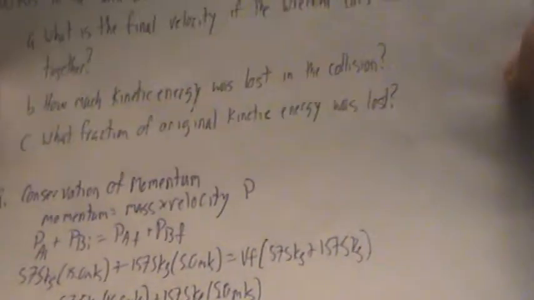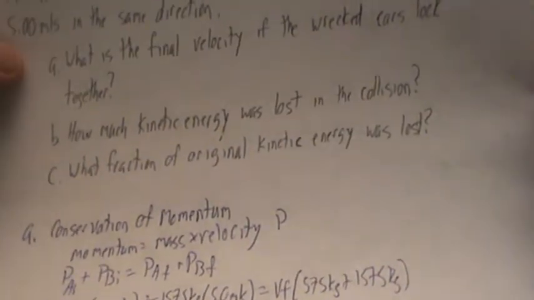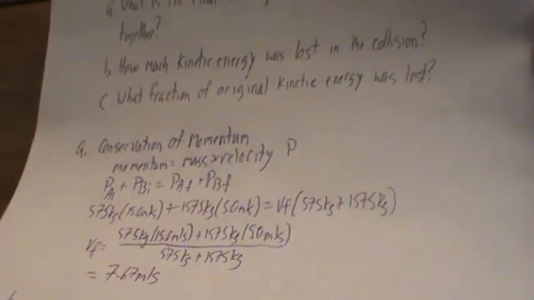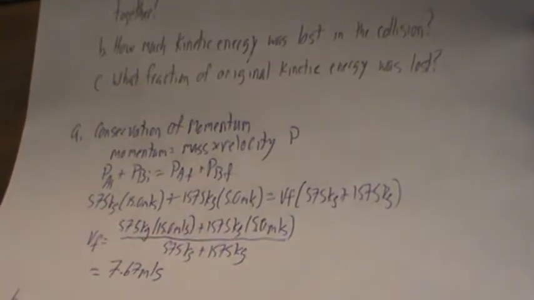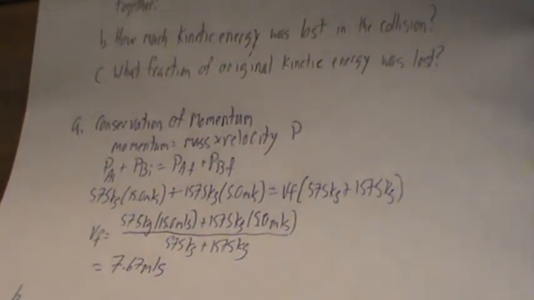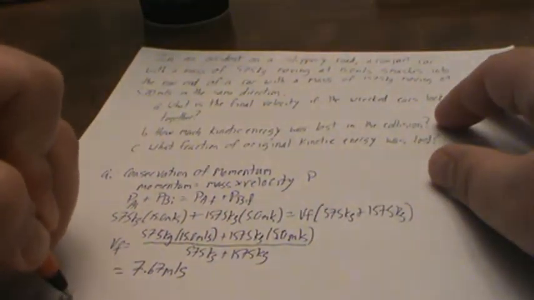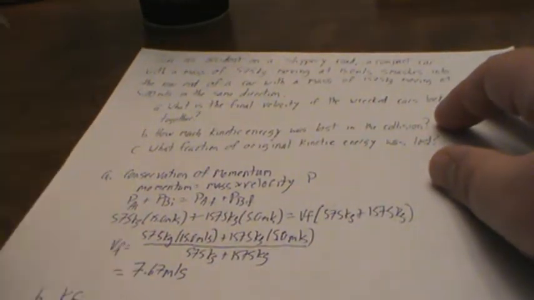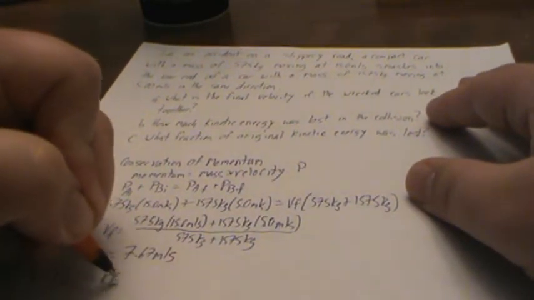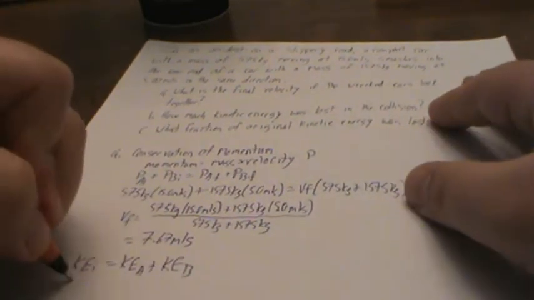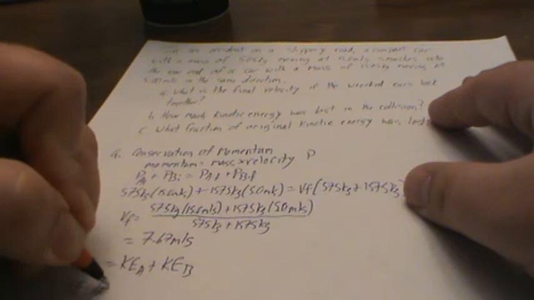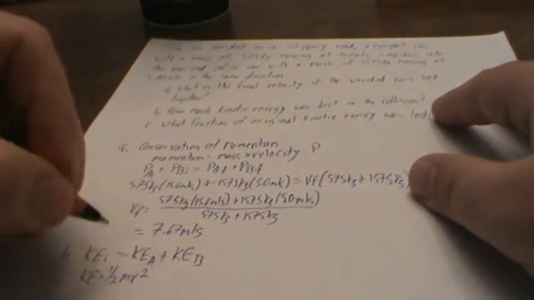B. How much kinetic energy was lost in the collision? What we need to figure out is our kinetic energy at the beginning and our kinetic energy at the end. For our initial kinetic energy, we take the kinetic energy of car A plus the kinetic energy of car B. Kinetic energy is 1/2 times mass times velocity squared.